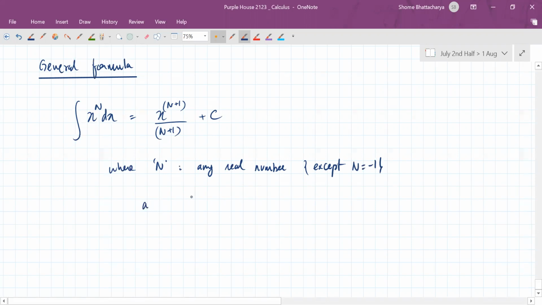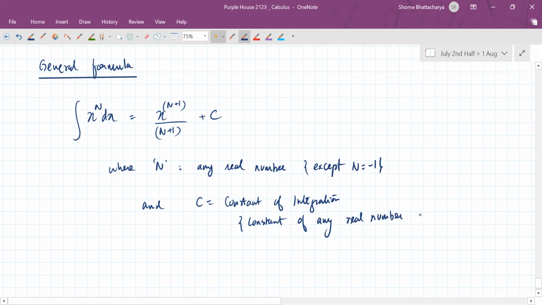Okay. And what is c? c is basically called the constant of integration, which is basically a constant of any real number value. Now I'll explain why this constant comes also. Let's understand this with an example. Let's take n equal to 1. So what we'll get is integration of x. According to this formula, it should be x square by 2 plus c.